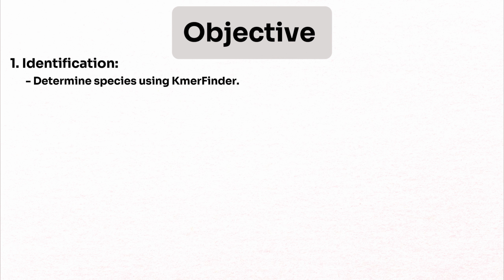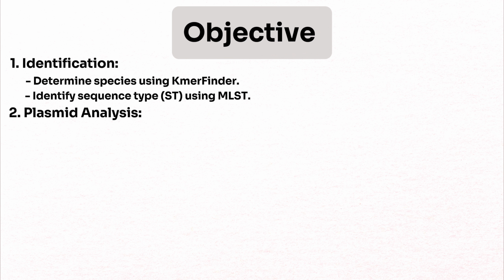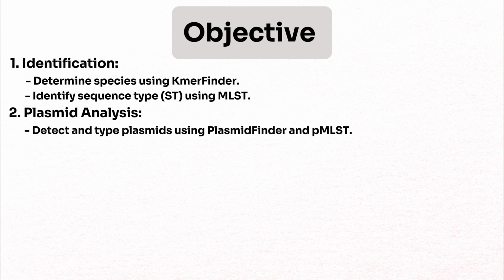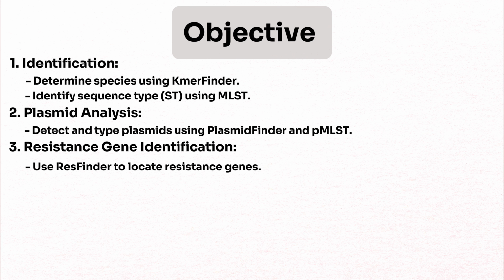Objective of this tutorial. 1. Identification, which is to determine species using Kmer Finder, and identify sequence type, ST, using MLST. 2. Plasmid analysis, detect and type plasmids using Plasmid Finder and PMLST. 3. Resistance gene identification, use ResFinder to locate resistance genes.